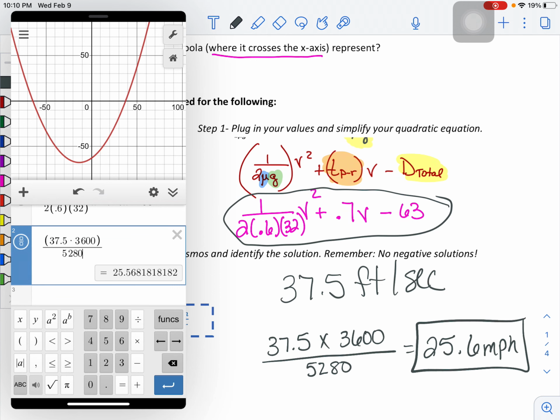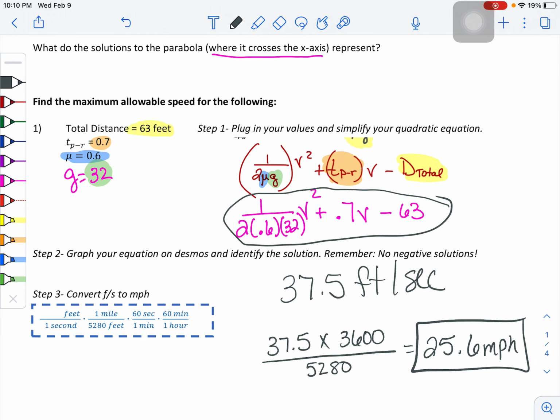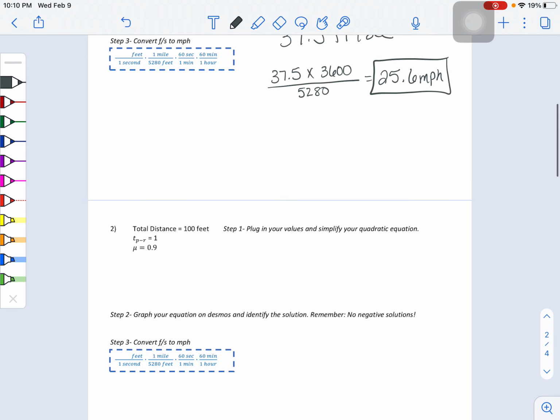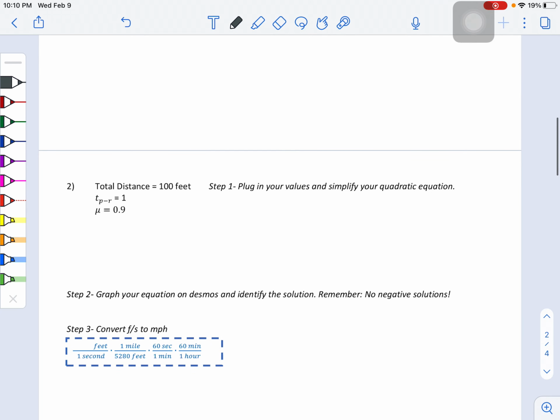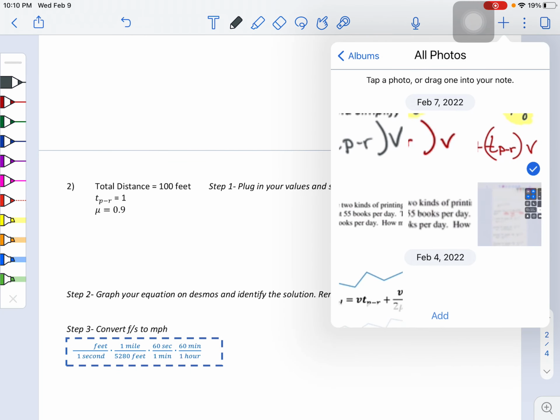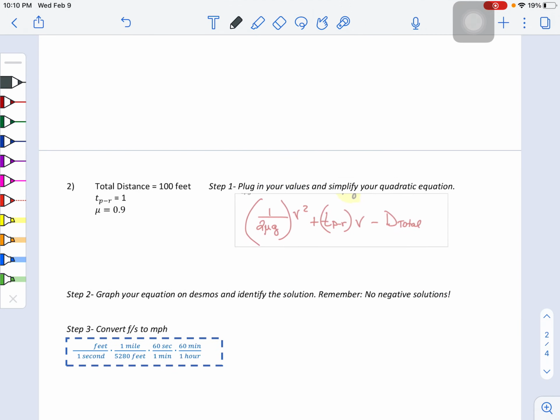So I can go 25.6 miles per hour and stop by 63 feet, okay? If I have something that's in the road at 64 feet, I stop in time. The maximum speed I can go is 25.6 miles per hour. Okay, we'll do another one like that. I'm going to put my formula in there. It's always good to have a picture of it and then just add it in.